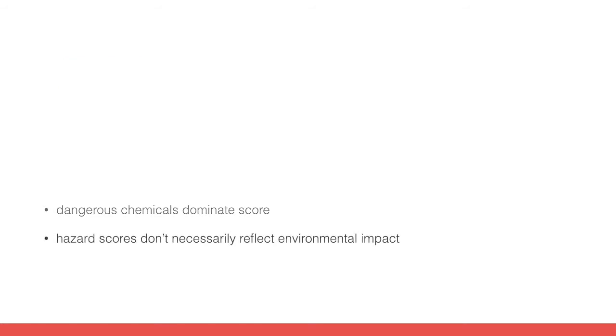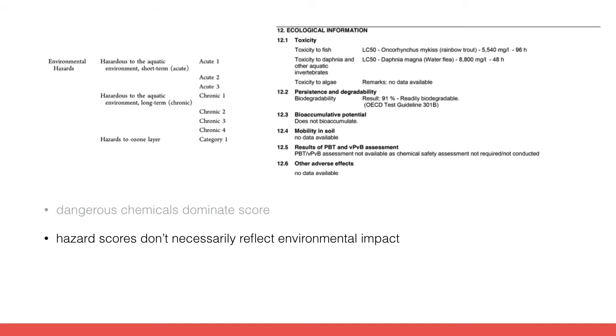The second is that the hazard scores don't necessarily reflect the environmental impact. They're only really thinking about three things: the hazards to aquatic environment, both short-term and long-term, and hazards to the ozone layer. There are a lot of different places that chemicals can manifest themselves in the environment that aren't being considered here. These are just three data points that we have a lot of information for.